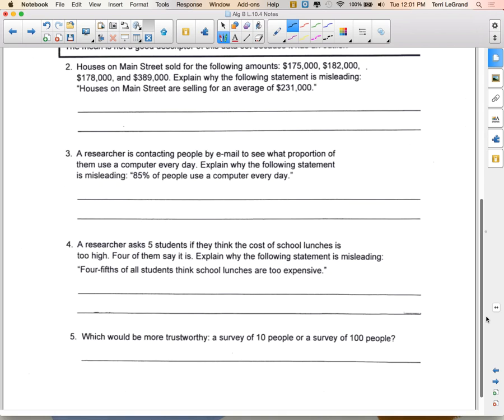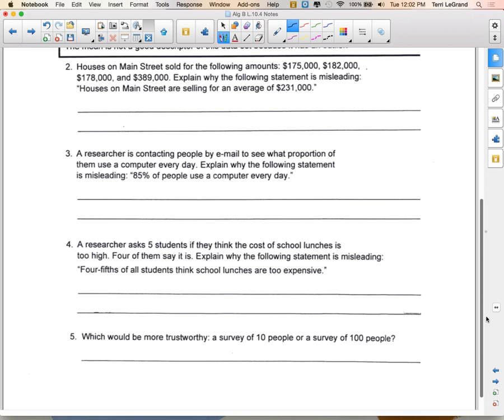By the way, there's a shortcut to that. You don't really have to take it all as real. There's 4 data values. Is the average really 231,000? By the way, you could do this one shortcut. You could do 175 plus 182 plus 178 plus 389 divided by 4 and stick 3 zeros behind your answer. Is it 231,000? Okay, so that's not the problem.